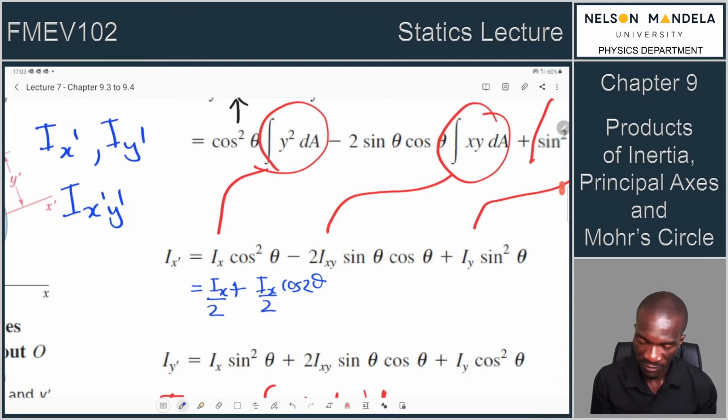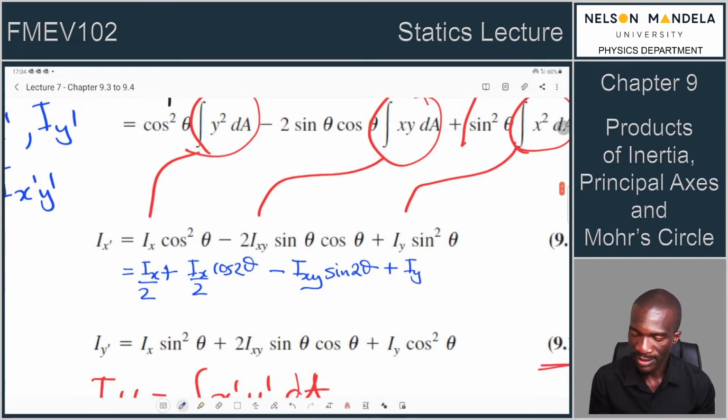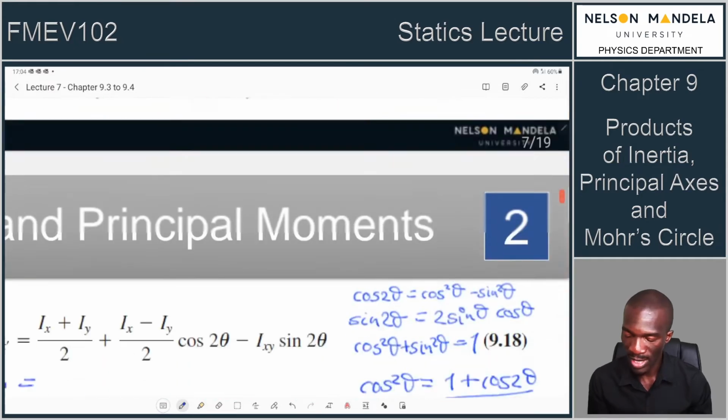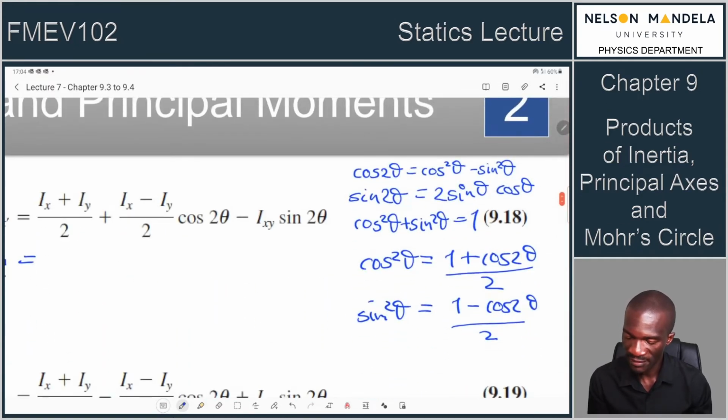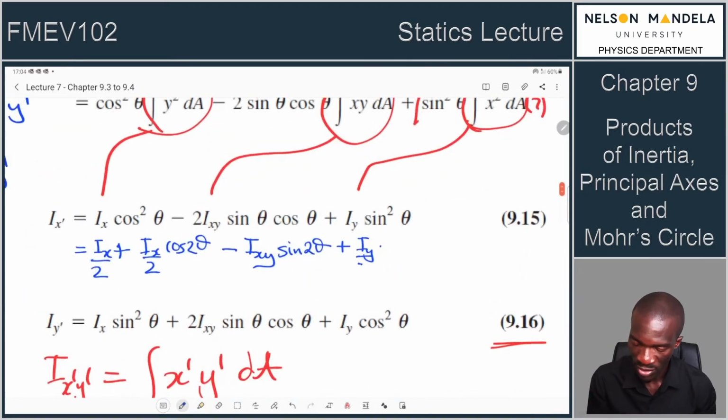Right, so we're happy for the first term, which is this one. We are subtracting a second term, which is Ixy. What is 2 sine theta cos theta? We already wrote that as sine 2 theta. The last term is a plus, and it's an Iy. Sine squared theta, we said that's 1 minus, isn't it? So we'll have a half minus cos 2 theta over 2. So that will be Iy over 2 minus Iy over 2 cos 2 theta.